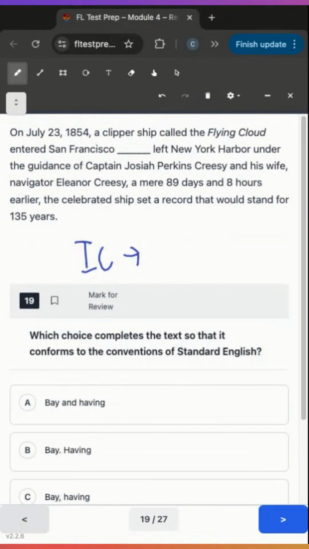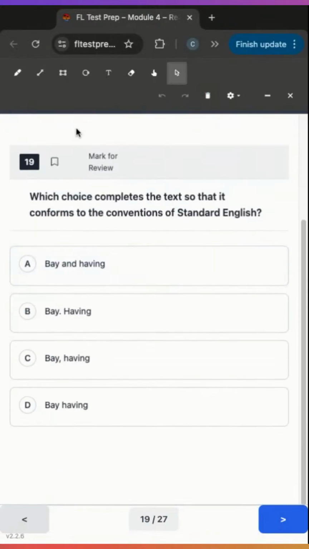"Having left New York Harbor under the guidance of Captain Josiah Perkins Creesy and his wife, navigator Eleanor Creesy, a mere 89 days and 8 hours earlier, the celebrated ship set a record that would stand for 135 years." This is also a full sentence because, I mean, they're trying to trick you by saying "having left New York Harbor," but "celebrated" makes it a full sentence because that's the main verb. So it's separating two full sentences. So let's think, what can separate two full sentences?